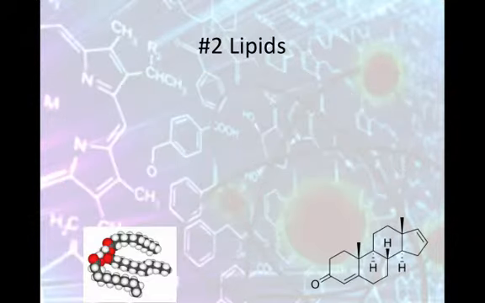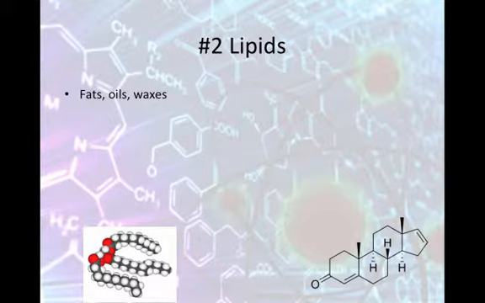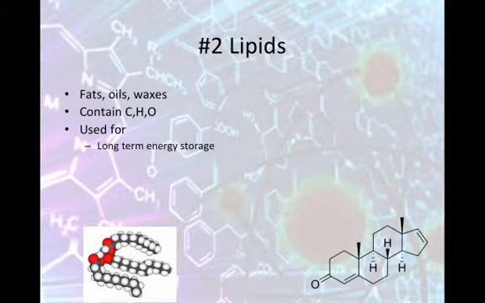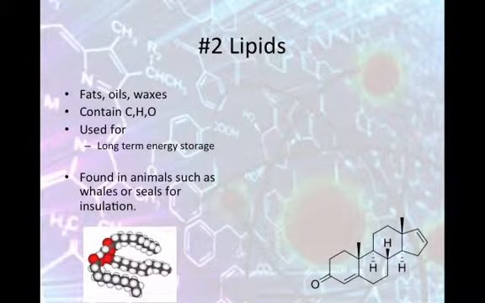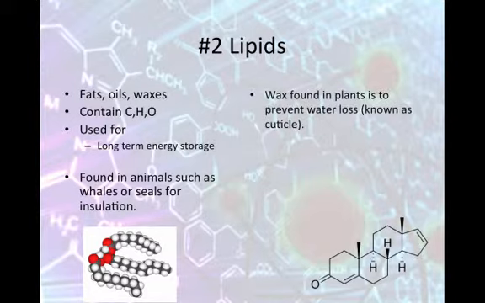Lipids are the second group of macromolecules, and they are fats, oils, and waxes. They also contain carbon, hydrogen, and oxygen. Their major function is long-term energy storage. They are found in things like whales and seals, where they are considered blubber and used for insulation. Waxes are lipids that are found in plants, and they cover plants to prevent them from drying out.